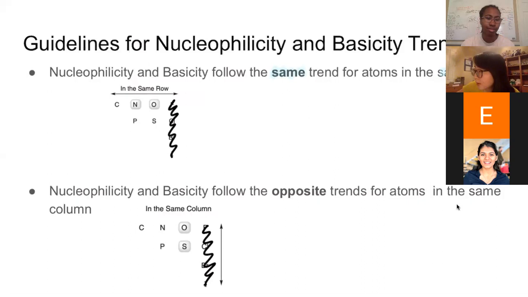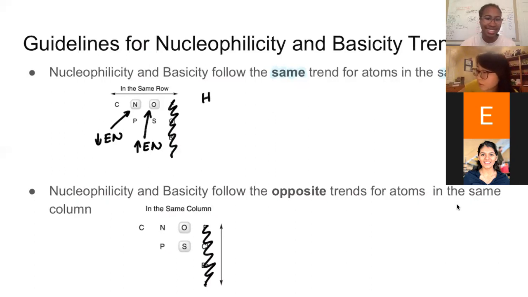They're going to follow the same trend. So atoms in the same row are going to follow the same trend for nucleophilicity and basicity. So for example, if we were to look at nitrogen, is that going to be more electronegative or less electronegative than oxygen? Anyone want to shout it out? Less. Less, thank you. Nitrogen is going to be less electronegative. I'm just going to abbreviate it EN. Oxygen is going to be more.